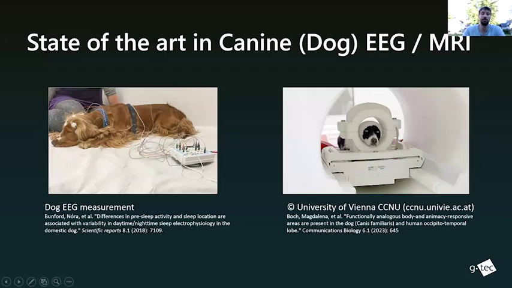To start with a basic introduction, the state of the art in canine, in dog EEG, looks like in the pictures on this slide. Typically it's EEG cable systems, stationary systems. The animal partly needs to be sedated, and the usability in the field, let's say, is not really given with systems like that. Also comparable is the MRI: similar to humans, the setup is very limiting for the animals.